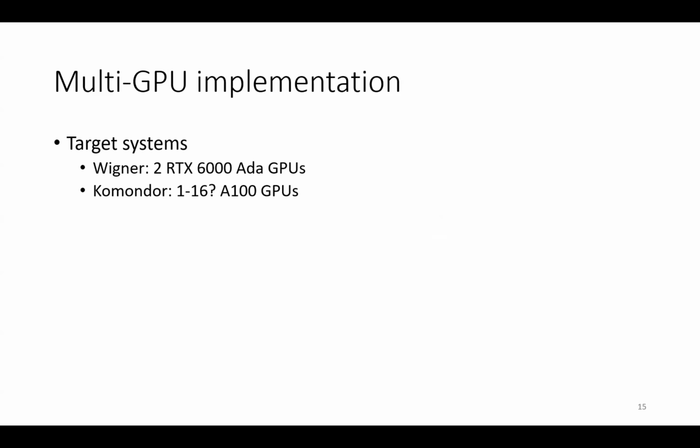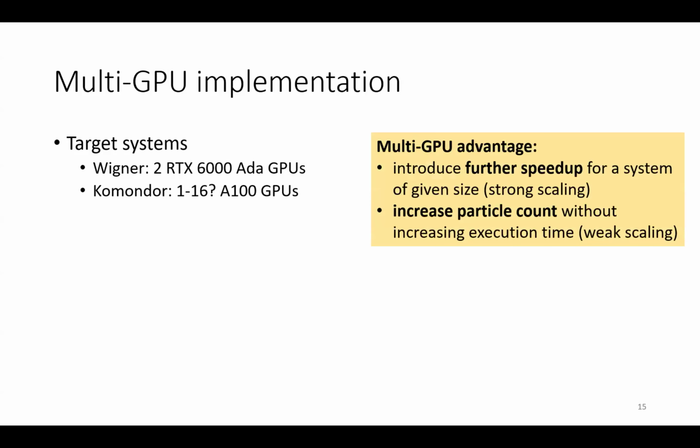Okay, I still have time. In the Wigner, they have 2 Quadro cards. So the first goal was to use those 2 cards and see whether we can halve the execution time. But then we thought, okay, why not try the Commodore where we have a lot more GPUs? So hopefully we can go up to 16. And why? Well, why not first? Because we just want to see how much we can push the system.